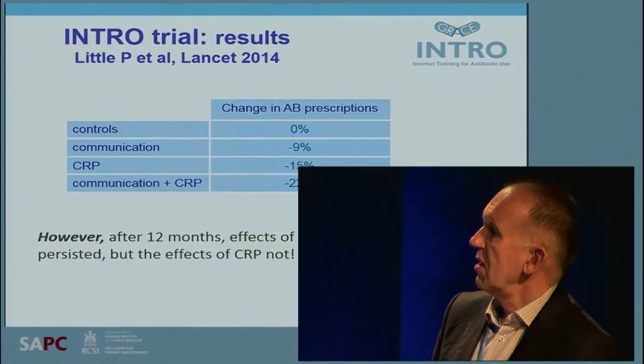And as you can see, the combination after the first year showed the biggest effect, 22% less antibiotic use, which is quite impressive. Also interesting is that we did this in 6 countries, Wales, England, Belgium, the Netherlands, Spain and Poland, and in all of these 6 European countries the effect was more or less the same. That was quite surprising. And also surprising to us was that after 12 months the effects of communication training persisted, but the effects of the CRP testing were not there anymore.